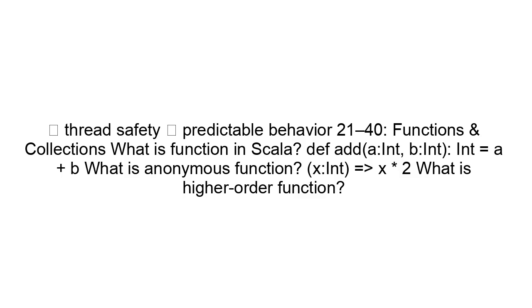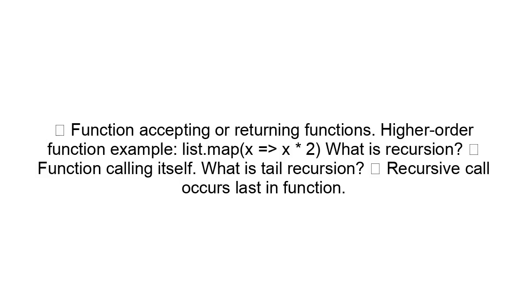Questions 21 to 40. Functions and collections. What is function in Scala? def add(a: Int, b: Int): Int = a + b. What is anonymous function? (x: Int) => x * 2. Higher-order function: function accepting or returning functions. Example: list.map(x => x * 2).